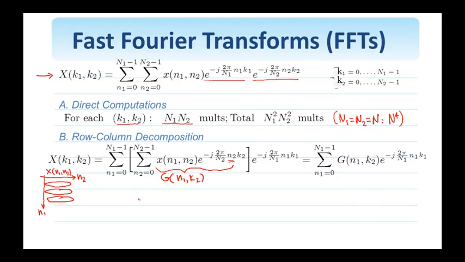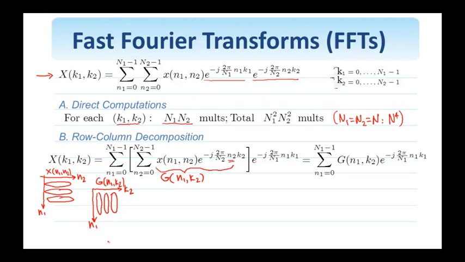With this, I can then rewrite the DFT as shown here. And what this last expression tells me is that if I take G[n1, k2], a function of n1 and k2, according to this summation, I now perform the one-dimensional DFT of each of the columns of this signal. Hence the name row-column decomposition. First, we take one-dimensional DFTs of the rows, followed by one-dimensional DFTs of the columns.